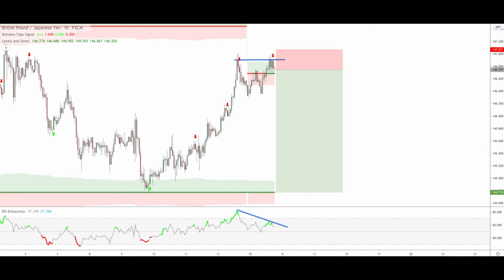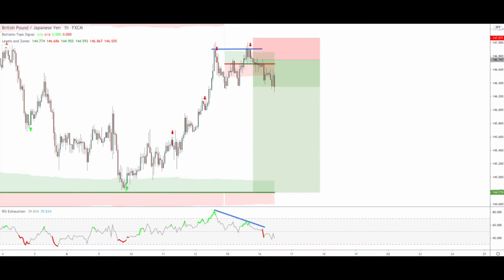Okay, so the setup is ready, and let's see how the trade evolves. Just a quick update, guys. So the trade is running and the price is now moving lower. As you can see here, this level turned into a resistance, which was what we were expecting it to be, and the price is now lower. It's about 1/4 or maybe 1/5 of the target, so it's still a long way down.